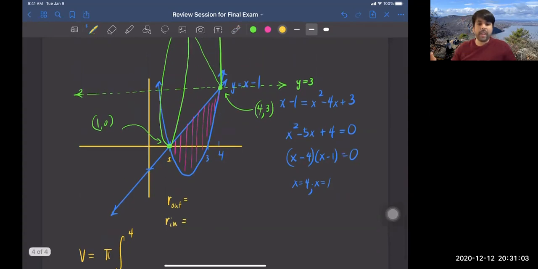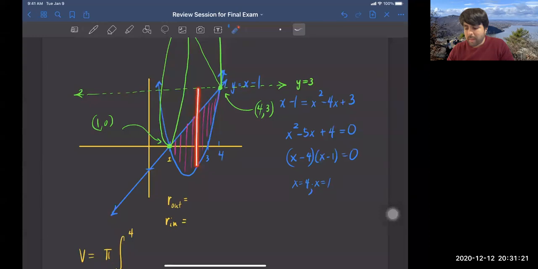So remember, the outer radius is the function that is farthest away from the axis of revolution. What's my axis of revolution? Y equals 3. What's the farthest function? Is it this one or this one? Obviously, it's the one beneath it. Now, what is that distance? That's the hard part. What is this distance here? How do I express that distance?